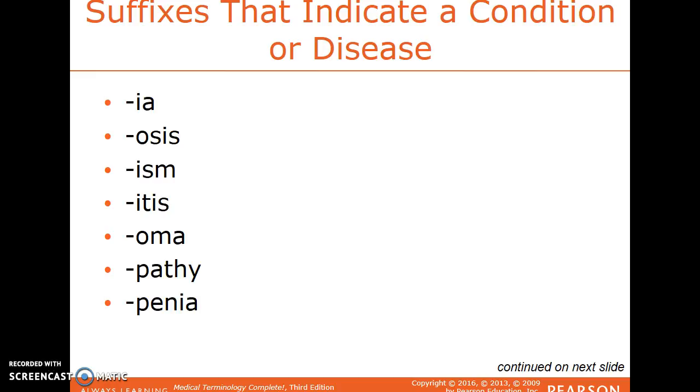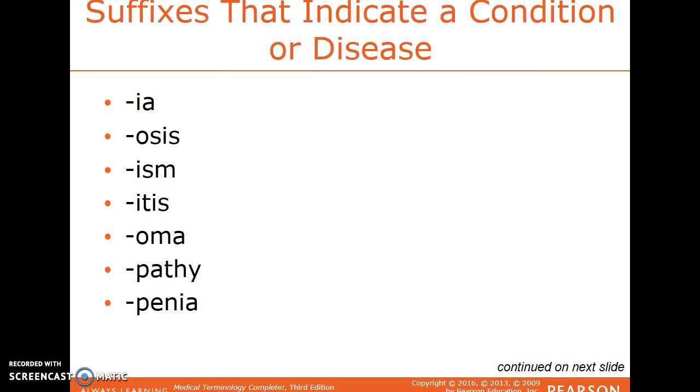We're still moving on, aren't we? The same thing. Ia means a condition of. So when it's added to the term that means no appetite, we build the term anorexia, which means a condition in which there is no appetite. Osis also means condition of. So in the term adenosis, the word root for gland is included to form the meaning condition of a gland.